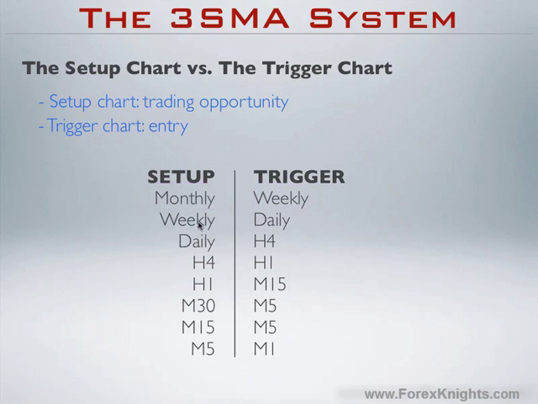So from the monthly time frame, you will zoom into the weekly time frame when it comes to pulling the trigger. If the trend is recognizable on the weekly time frame, then you will zoom into the daily. Daily to 4 hours, 4 hours to 1 hour, 1 hour to 15 minutes, 30 minutes to 5 minutes, 15 minutes to 5 minutes too, and then 5 minutes to 1 minute.